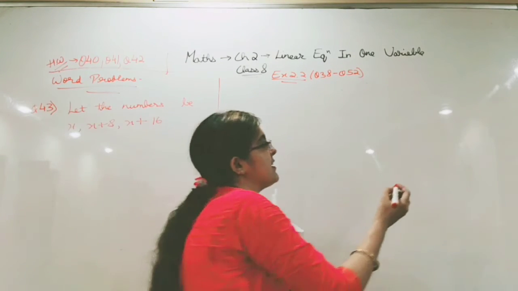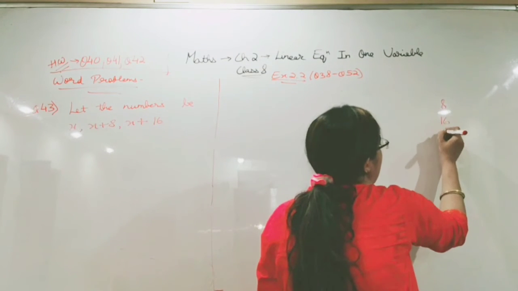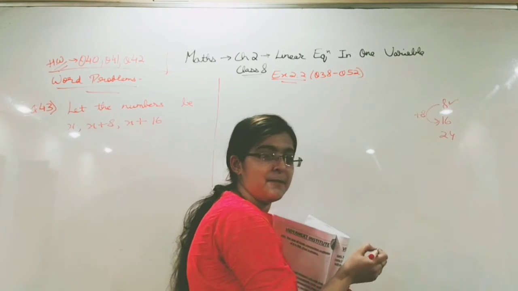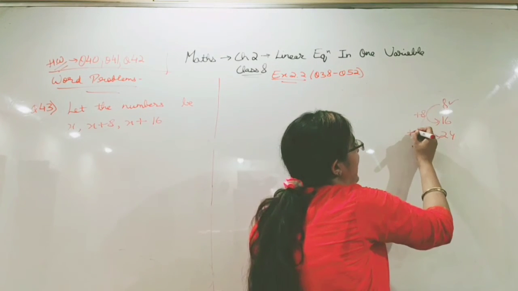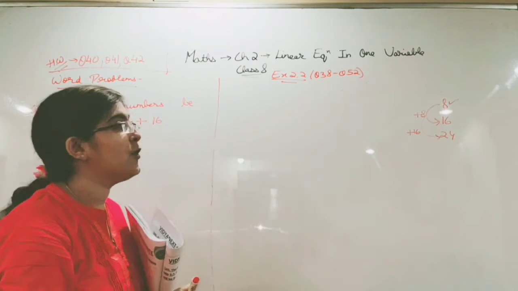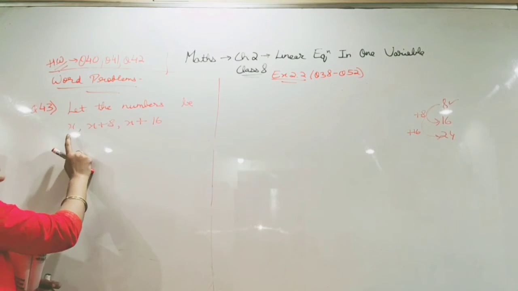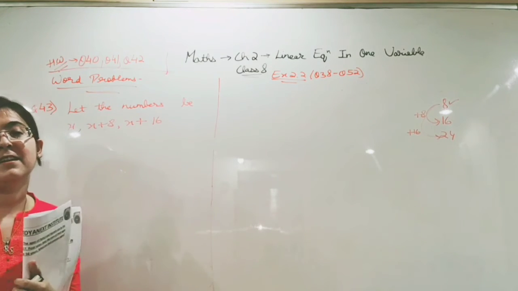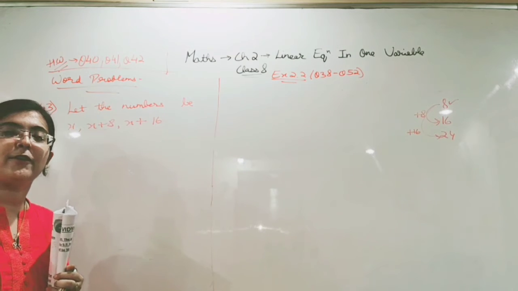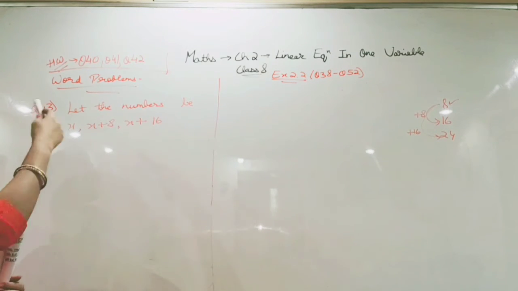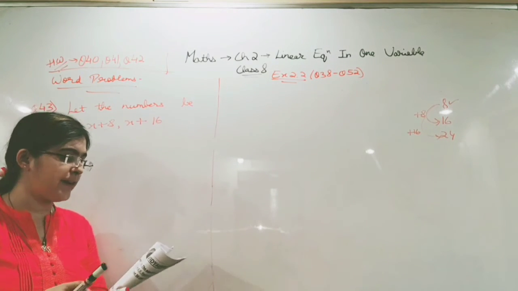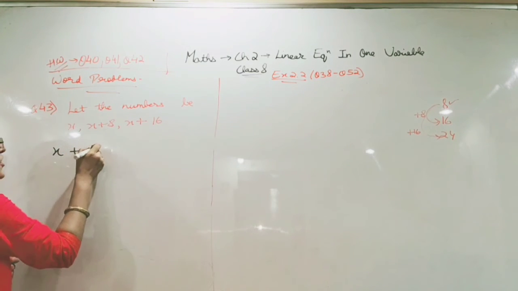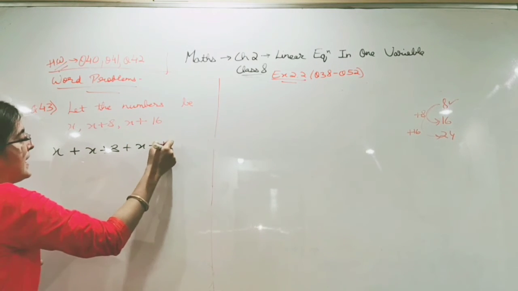Why have I taken so? See here students, if I write the table of 8, if this is 8, how will I get the second number? By adding 8. How will I get the third number? By adding 16 to 8. So we will write the consecutive numbers as x, x plus 8, x plus 16. Why? Because they are multiples of 8. If it were multiples of 4, what would we have taken? x, x plus 4 and x plus 8. Now what is the condition given? That the sum is 888. Okay, it is given in the question that the sum is 888.